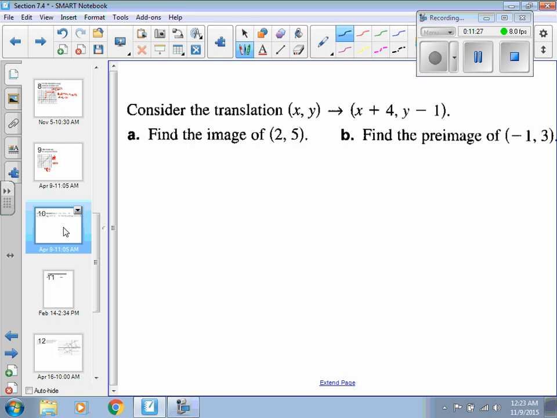Okay, so if I take 2 and plug it in, that's going to give me 2 plus 4, and that's going to give me 6. And then we're going to take 5 minus 1, and that's going to give me 4, and that's my new point, (6, 4).